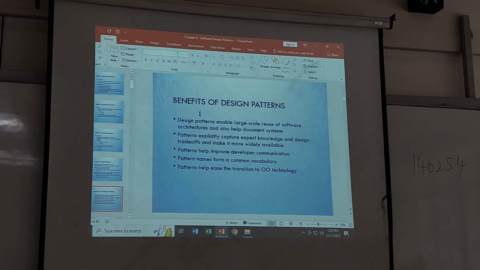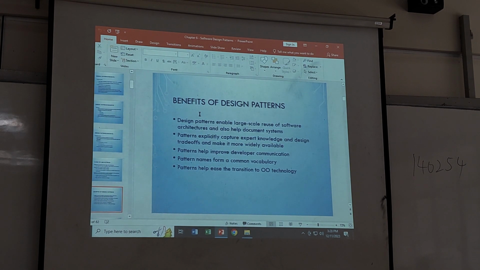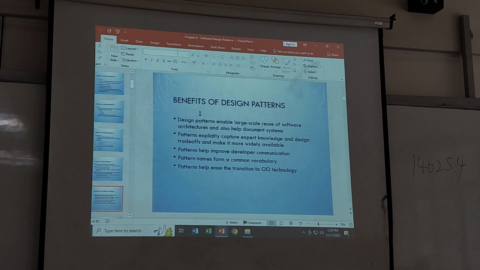Let's say, for example, prototype pattern. We know that it's the prototype pattern, then we know this is the software. Okay, patterns help in the transition to old technology. Yes, because most of the transition patterns are intended for old designs.